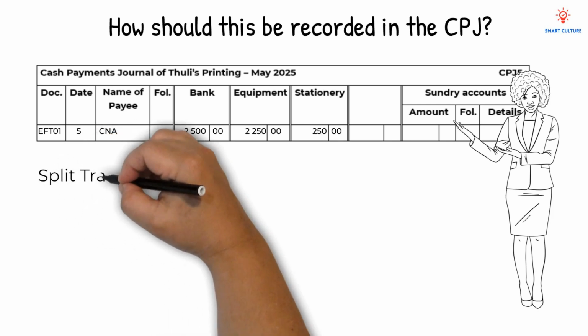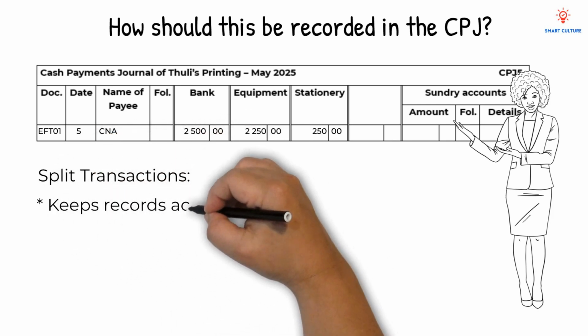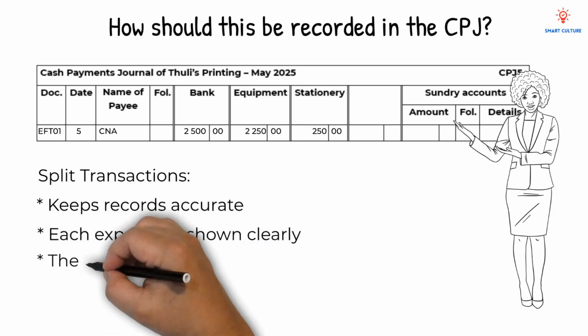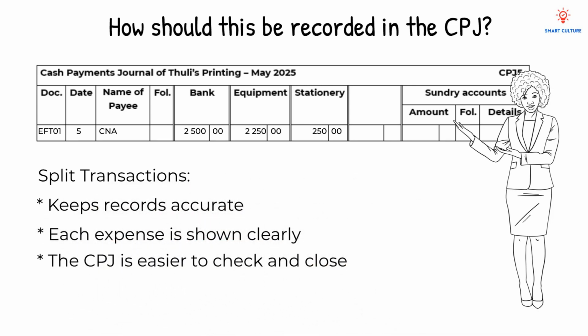Split transactions help us keep our CPJ accurate. Each item must appear in the correct column so that totals balance when we close off the journal using cross-casting. Always check what each payment includes. If it covers more than one type of expense, split it.